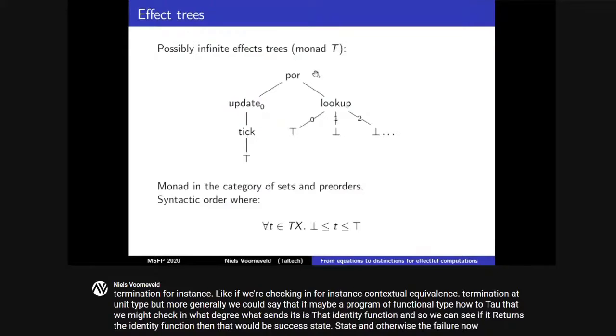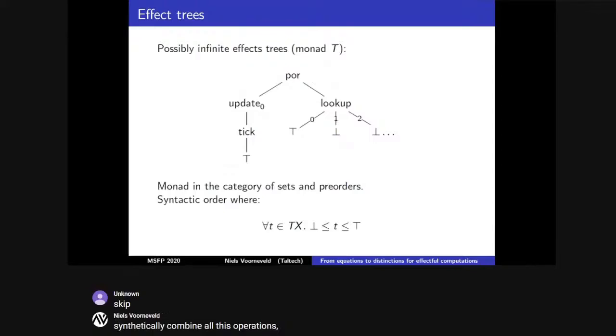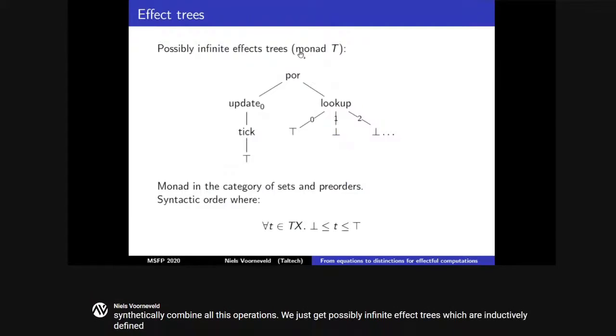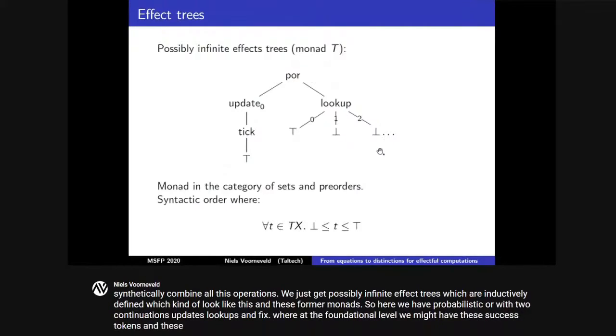Now, in general, if we just syntactically combine all these operations, we get possibly infinite effect trees, which you could co-inductively define, which look like this, and these form a monad. So here you have a probabilistic OR with two continuations, updates, lookups, and ticks, where at the foundational level we might have these success tokens and these failure tokens.